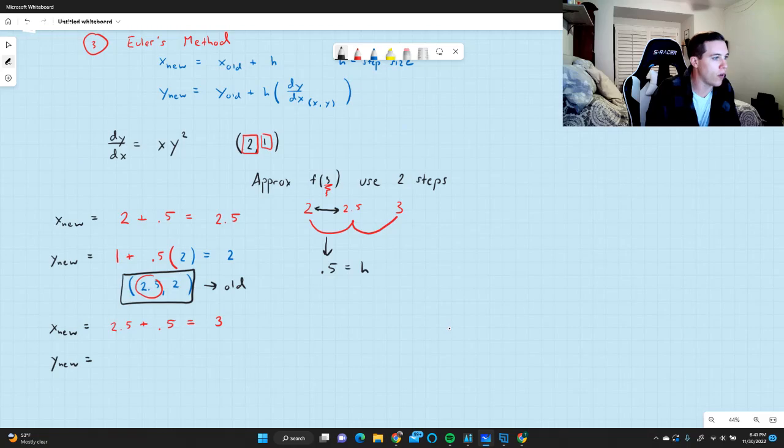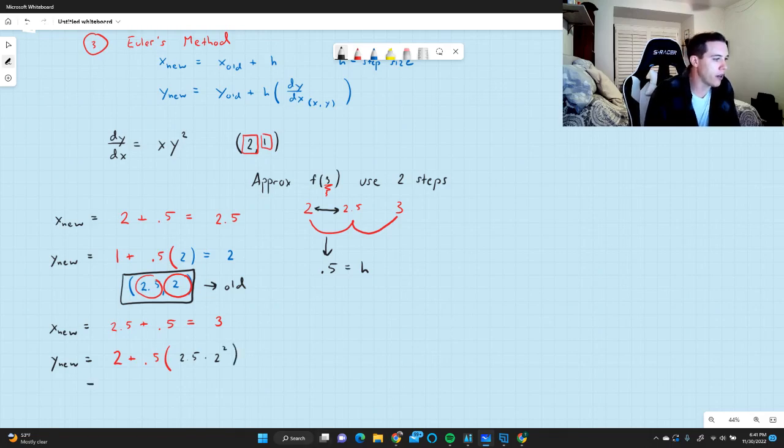Well, we use our y old, which was 2 from the previous step, plus 0.5 times what we get when we plug this coordinate into the derivative. And this is where the calculation gets a little bit worse because we're going to have decimals. So remember, you're plugging into the differential equation. So it's 2.5 times 2 squared.